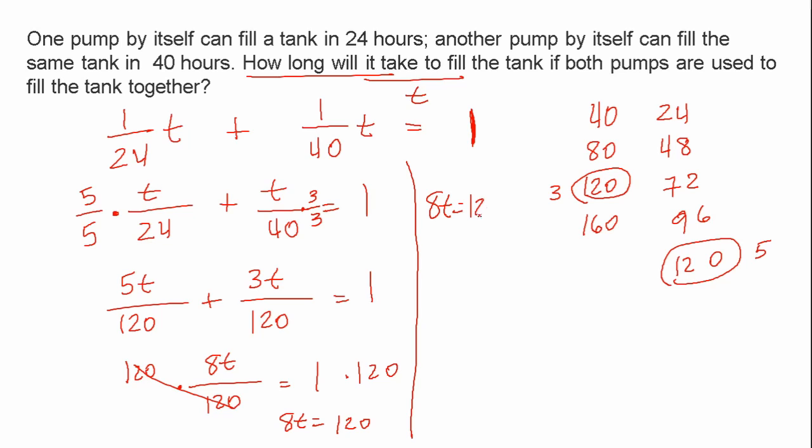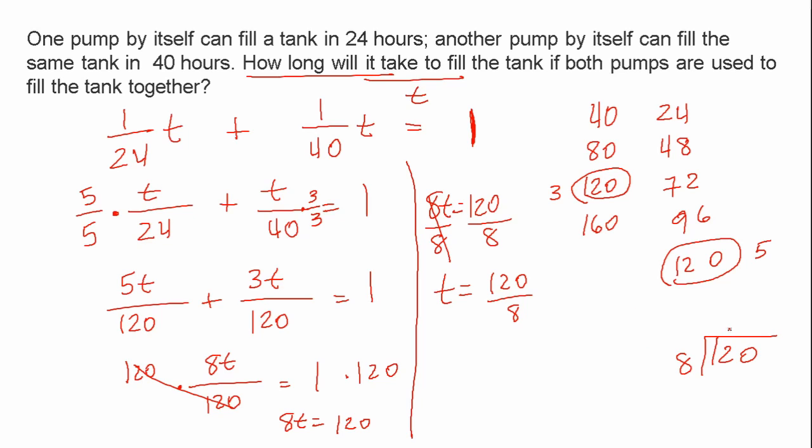8t equals 120. Let's divide both sides by 8 to get t by itself. This crosses out. We're left with t equals 120 divided by 8. So let's go ahead and do that division. 120 divided by 8.